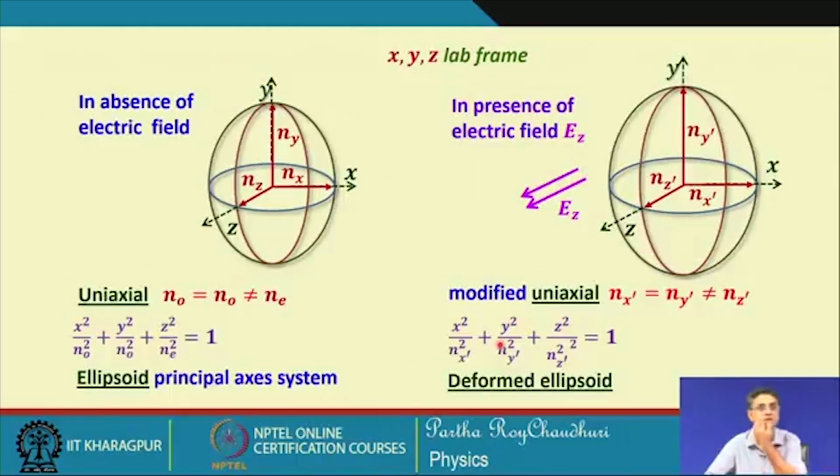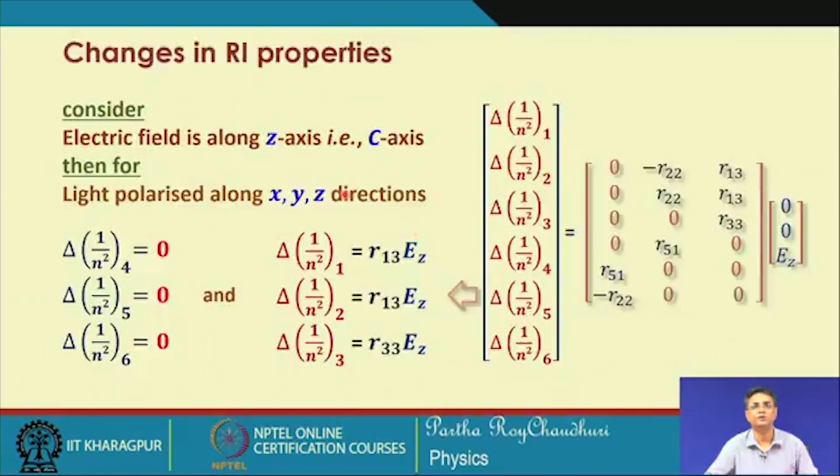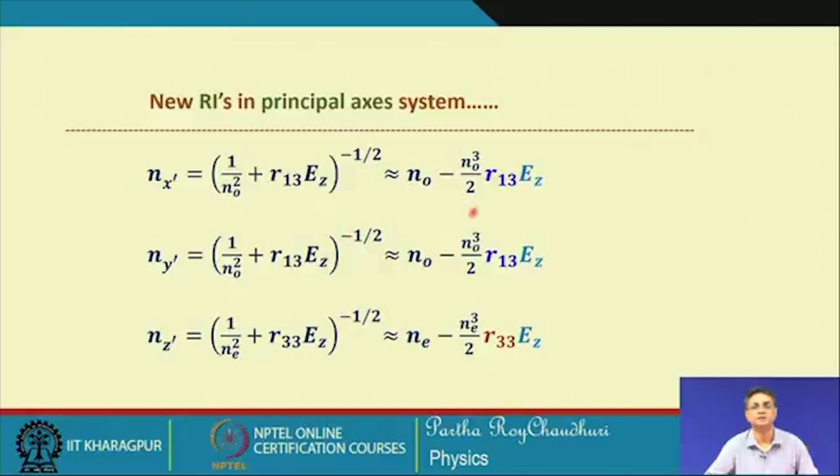So, this is a case which is very interesting, that the ellipsoid does not undergo any rotation, but its overall size increases. That means, all n x, n y and n z increase. So, in absence of the applied field, this was the ellipsoid, and in presence of the applied field, this is the new ellipsoid, and from here only we could actually get back these expressions for the new principal refractive indices.